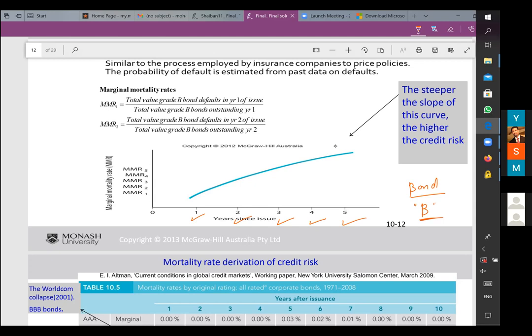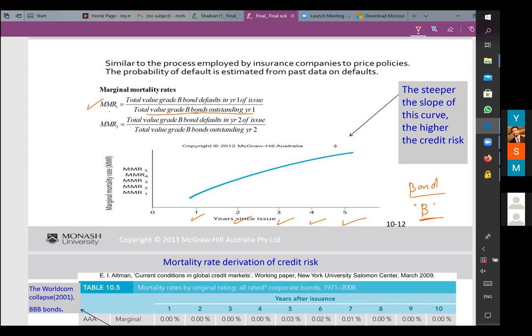As you can see, when we calculate the defaulting in year 1, we will take the total value of the bonds defaulted in year 1 over the total issues. So the total value of grade B bonds defaulted in year 1 over the total issues of year 1 for all the bonds in this class, and you can see the percentage of defaulting. And we can have it for year 2, year 3. Now, if we are talking about AAA, AAA will be less defaulting.